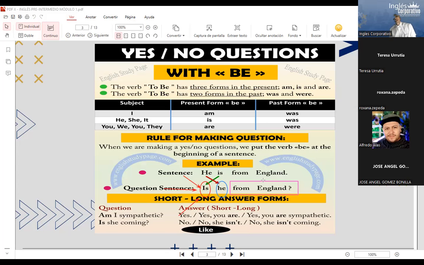That's the rule to create a question, short or long answer. Right now, continue with the yes and no questions. Here are some examples. For example, am I sympathetic?